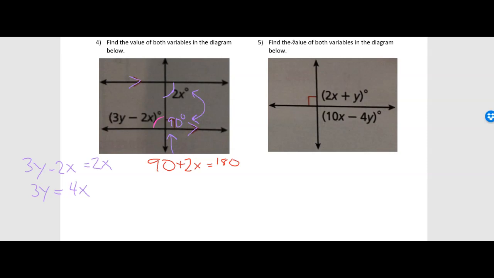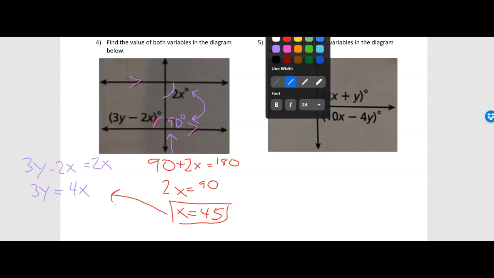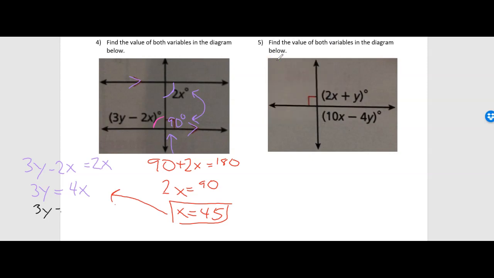I could solve. I subtract 90 from both sides. I get 2x is equal to 90. Divide by 2, I get x is equal to 45. Once I know that x is equal to 45, I can come back over here. I'm going to get 3y is equal to 4 times 45, which is 180. Divide both sides by 3, I get y is equal to 60. So again, we had to come up with two different equations from this diagram to make this work.